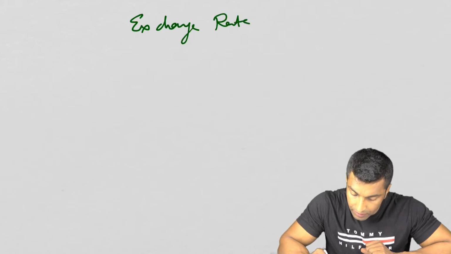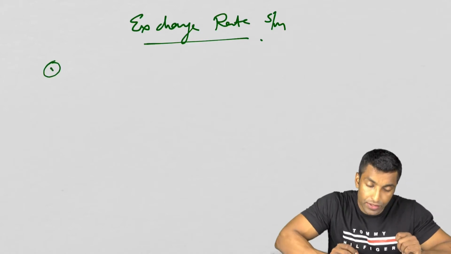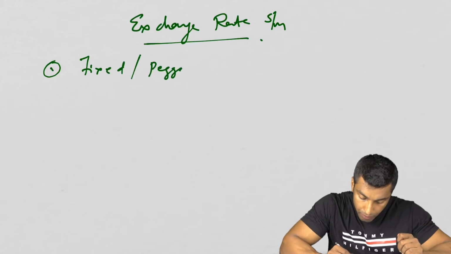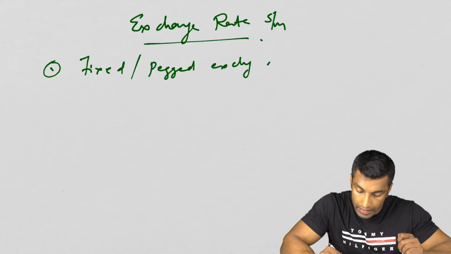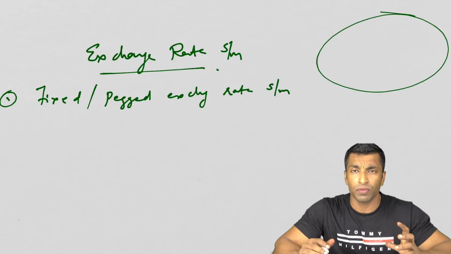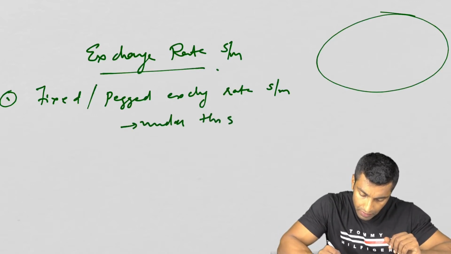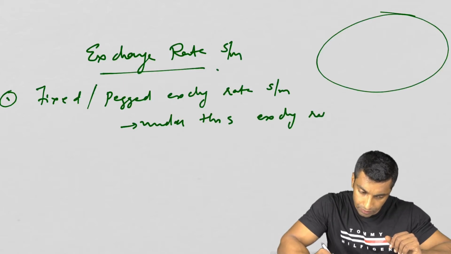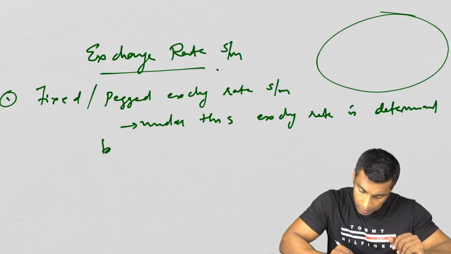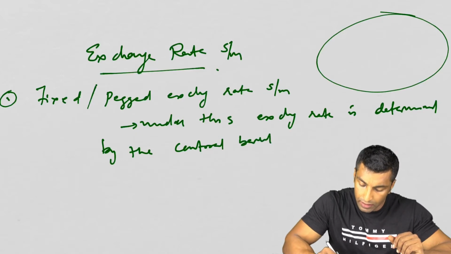Exchange rate system. The first one is fixed or pegged exchange rate system. So fixed or pegged exchange rate system. So what do you mean by fixed exchange rate system? I'll write it down first and then I'll explain. Under this, exchange rate is determined by the central bank, okay. So the exchange rate is actually fixed by the central bank.